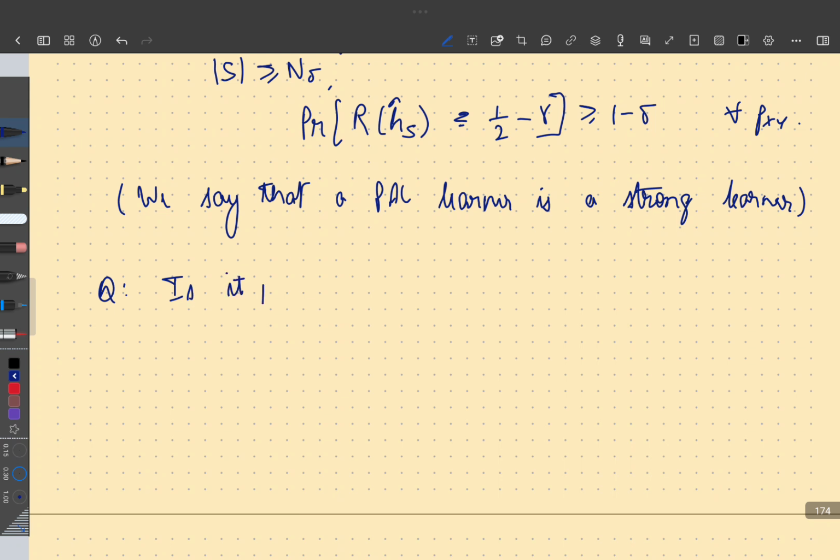So the question is, is it possible to somehow combine, whatever combine means, weak learners to give a strong learner?